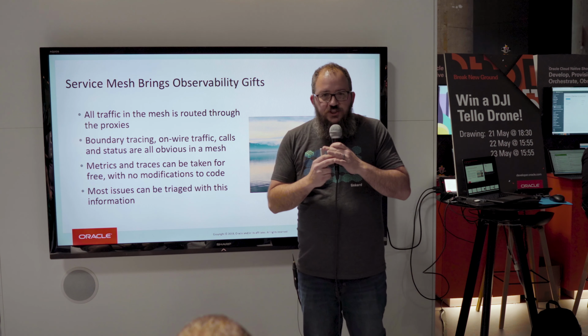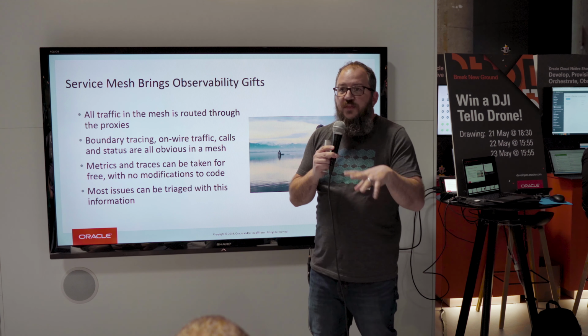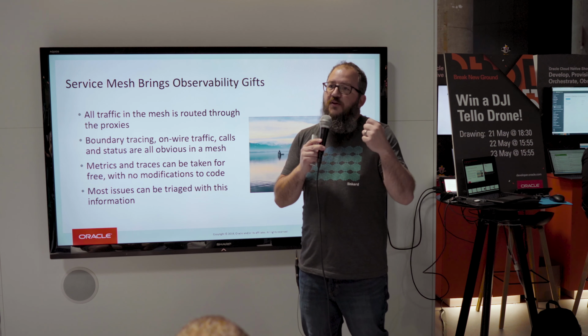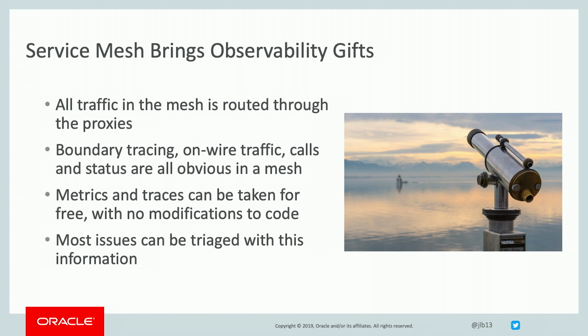So with Service Mesh, you actually get a lot of this stuff for free. You don't have to change your code. And with either Linkerd or Istio, you get free tracing at the boundaries. You get free metrics at the boundaries. So without any changes, you actually get a dashboard or API where you can get the data and a representation of exactly what's happening in your cluster at all times. So you get metrics and traces.